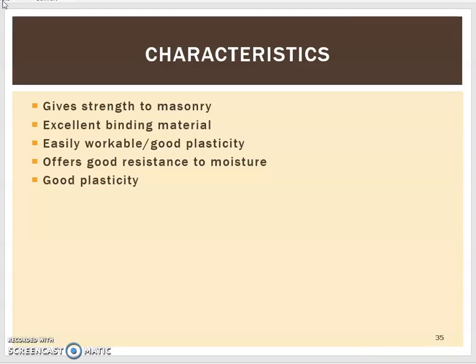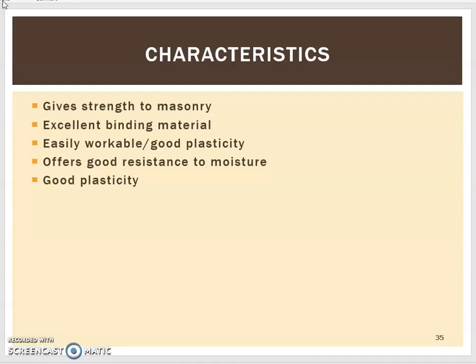The first reason why we use cement is because it gives strength to the masonry. Then it is an excellent binding material. What are the other binding materials you are aware of? Cement is there, and lime also is a very good binding material. In olden days, they used to use a mixture of jaggery and urad dal, which is what you make dosa out of. Those things were also being used. But in the present day, it is lime and cement.